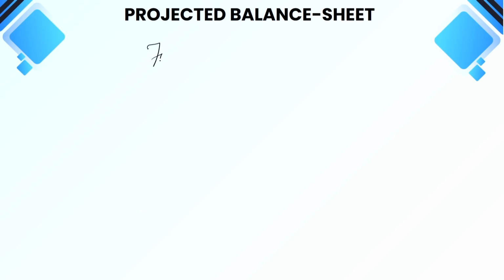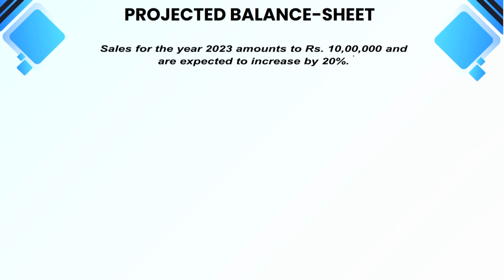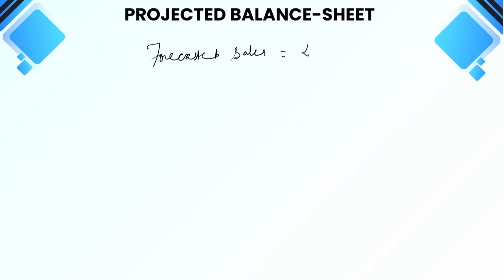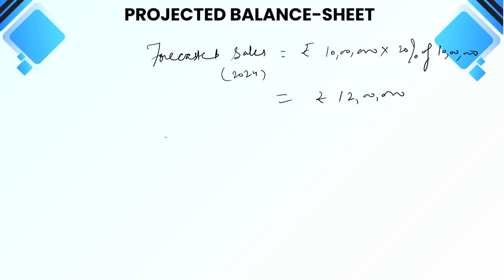So first we have the forecasted sales. As given in the additional information, our sales are going to increase by 20%. So forecasted sales for 2024 would be 10 lakh plus 20% of 10 lakh, which reaches the figure of 12 lakh rupees. Now, on the basis of this 12 lakh, we are going to forecast the balance sheet items one by one, or we can directly prepare the projected or forecasted balance sheet.